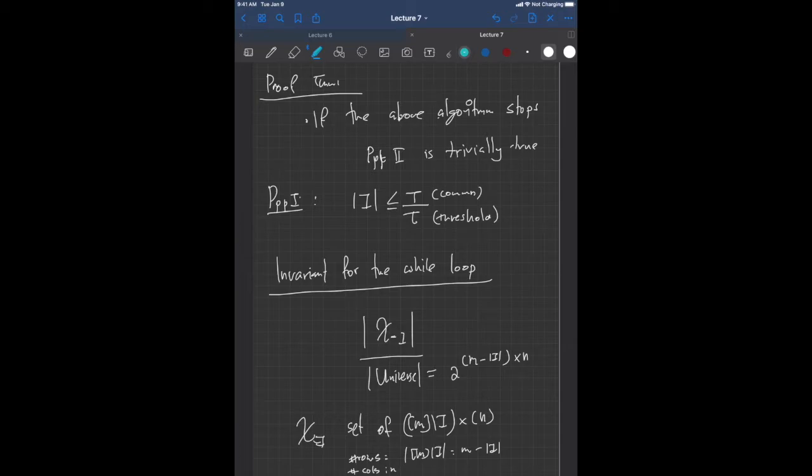So I'm going to erase this calculation. I hope you understood this calculation. So X minus I are matrices where there are m minus cardinality I rows and n columns. So the maximum possible number of them is just 2 to the (m minus I) times n.